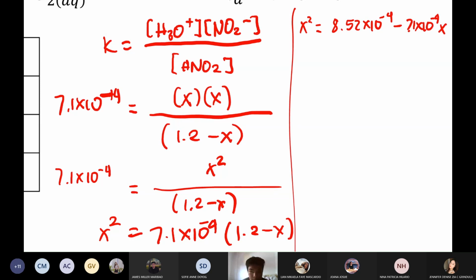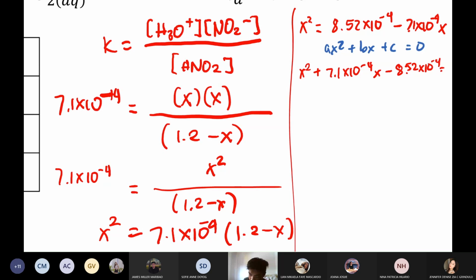And then, ano susunod na gagawin natin? We pattern it with the quadratic equation. We have the ax squared plus bx plus c equal 0. So, ipapattern natin to sa quadratic equation. So, this equation can be written as x squared plus 7.1 times 10 raised to negative 4x minus 8.52 times 10 raised to negative 4 equal 0. So, ipapattern mo siya. Then, what's next? You identify coefficient ng x squared, x pati ng number lang. Or you identify a, b, and c.